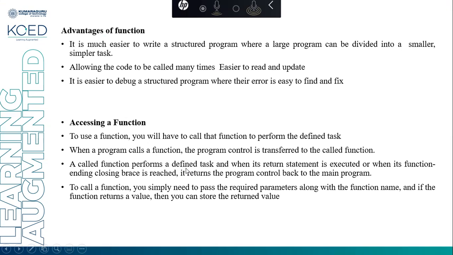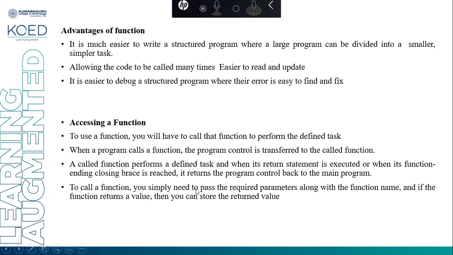The called function performs a defined task, and when its return statement is executed, or when its closing brace is reached, it returns the program control back to the main program. So in a function call, control is transferred to the called function, and when the called function contains a return statement or the control reaches the closing brace of the called function, it transfers the control back to the calling function.